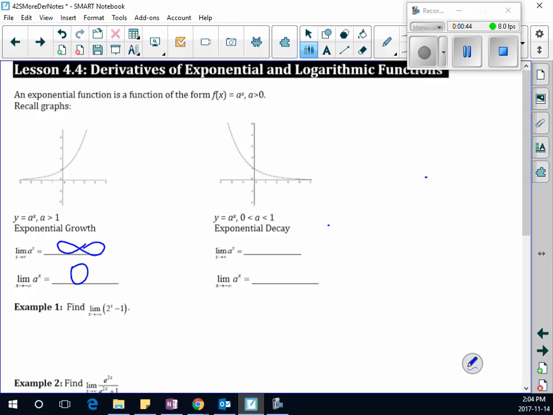Okay, when we have exponential decay, that's where we have basically a fraction usually. So what is the limit as x goes to infinity? Yes, it's basically switched, right? This would be infinity. Yes? Okay, so now we have limits of exponential functions on top of this here.